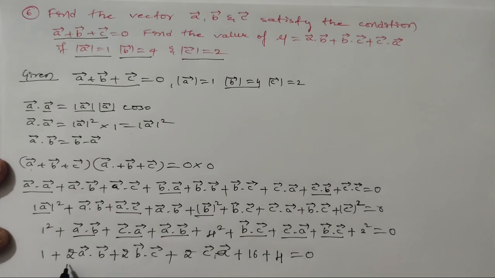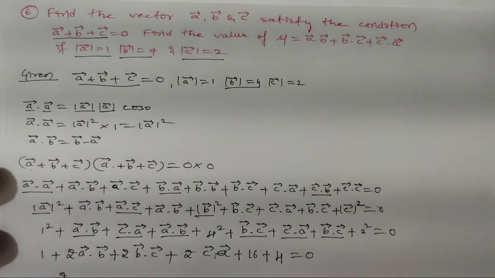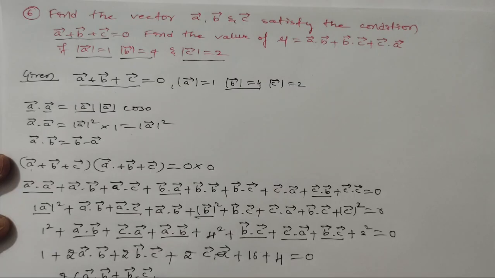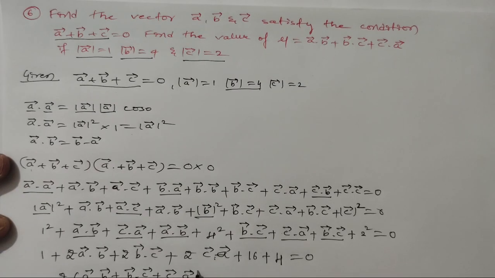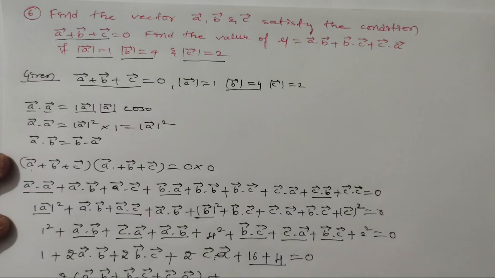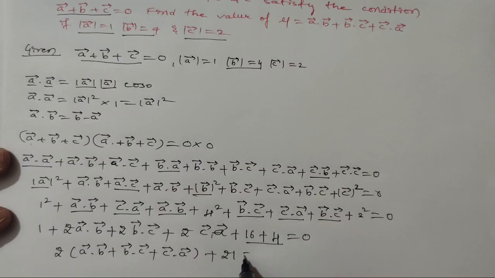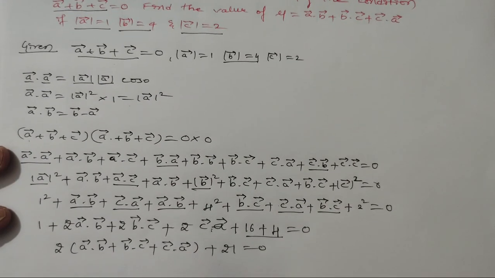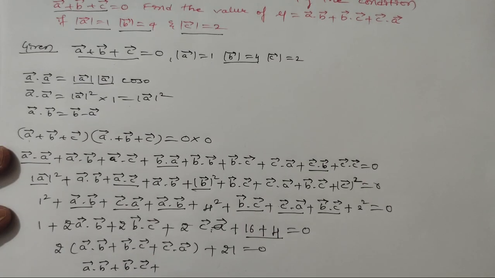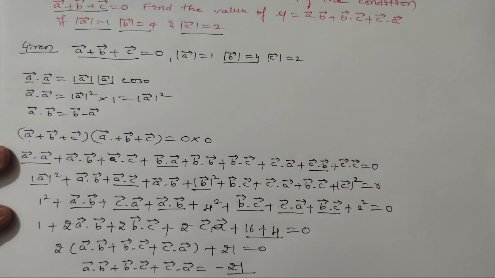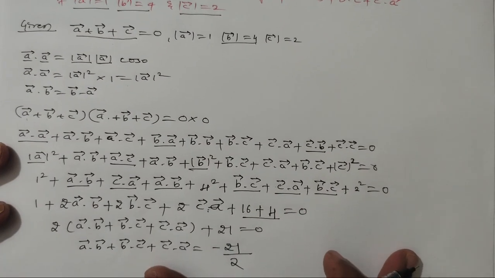I will take 2 as common factor here, so what is the remaining term? a vector dot b vector plus b vector dot c vector plus c vector dot a vector plus, here 16 plus 4 becomes what? 20. 20 plus 1 becomes what? 21, equal to 0. And lastly, a vector dot b vector plus b vector dot c vector plus c vector dot a vector equals, we take this term to this side, it becomes minus 21. Here 2 is a multiple, so divided by 2. Right, complete.